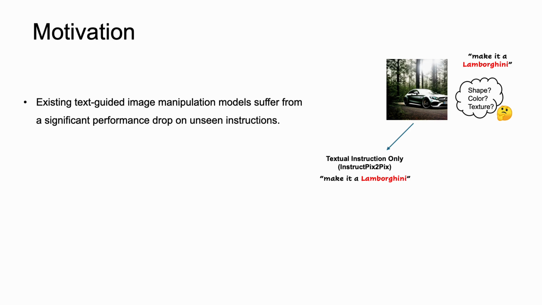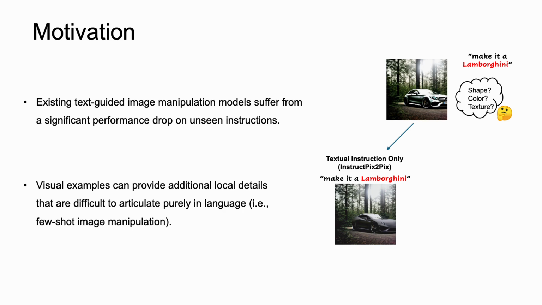If we input the image and the text to a text-guided image manipulation model, let's say InstructPix2Pix, which has never been trained on this keyword, the output greatly deviates from our expectation. To solve this problem, a straightforward approach is additionally using a pair of exemplar images to show how to do the desired transformation, which is also known as few-shot image manipulation.